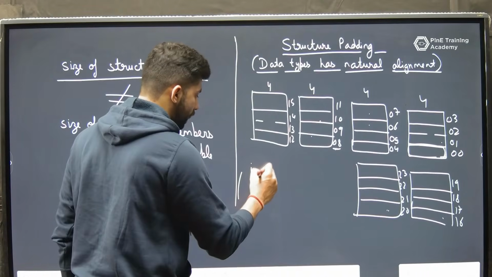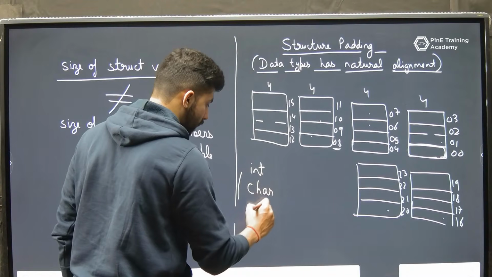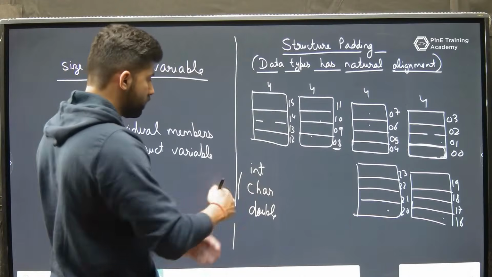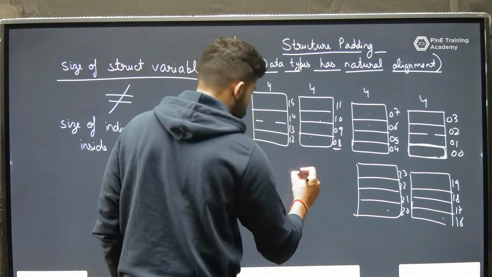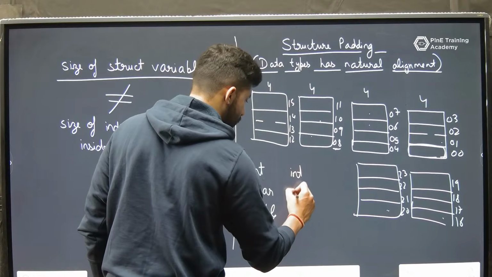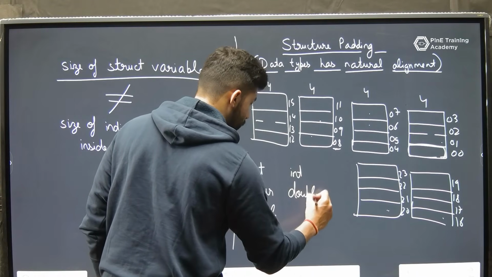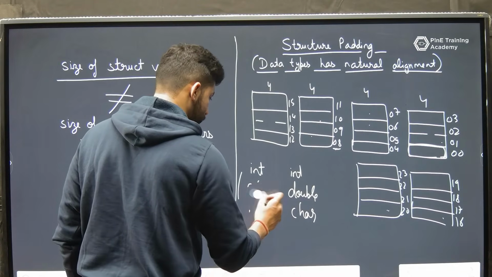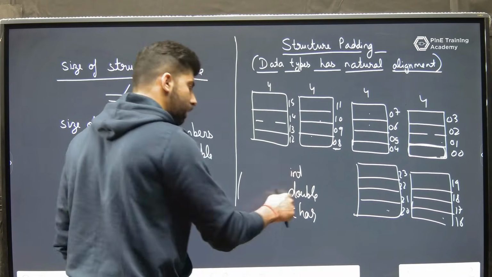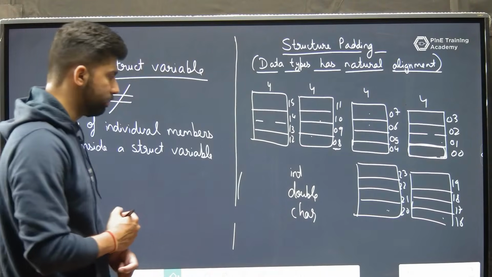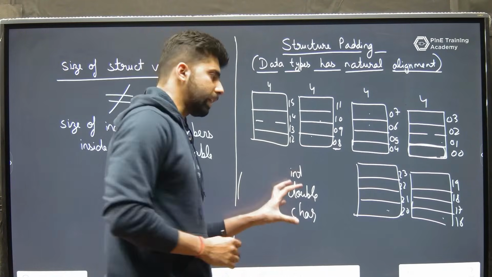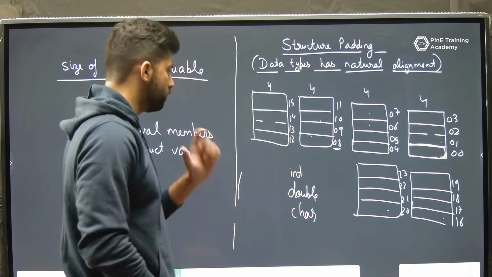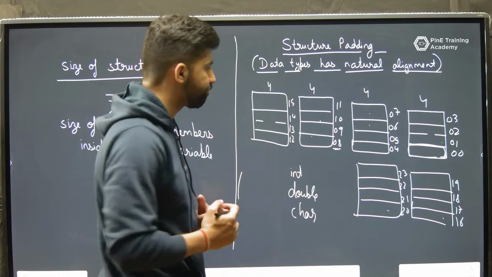So earlier we had int, char, and double. I will again use these 3 only, but I will just change their order. So what I'll do now, I'll do int, double, char. Okay. So after int, I will now store a double variable. In this case, our answer will get changed. Okay. Let's see how.